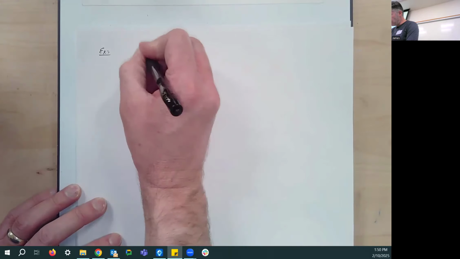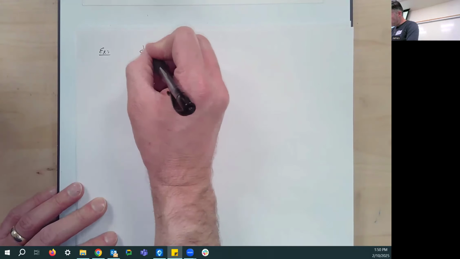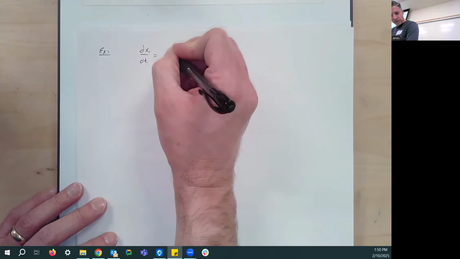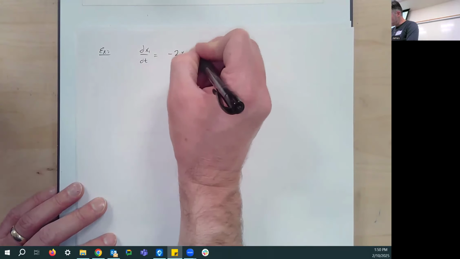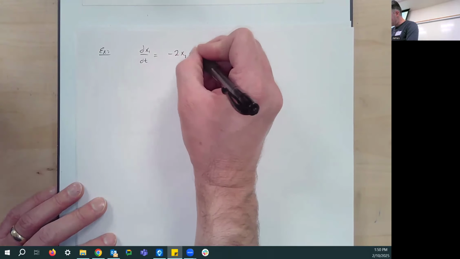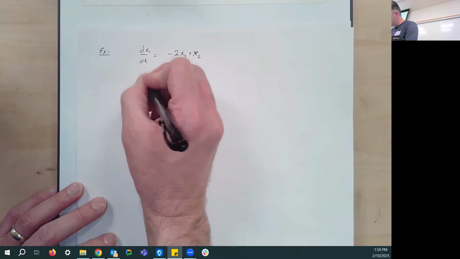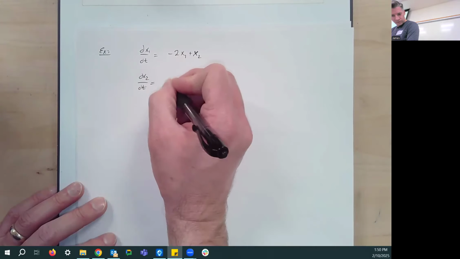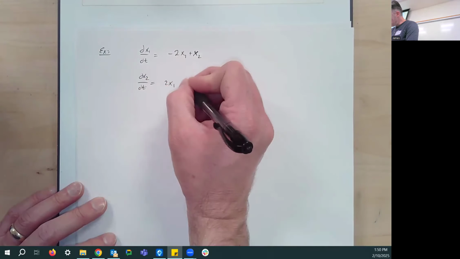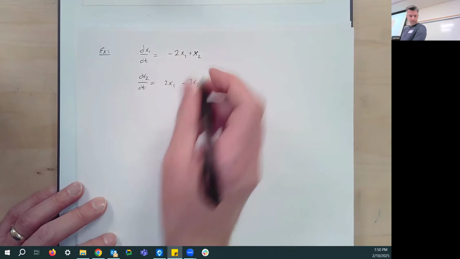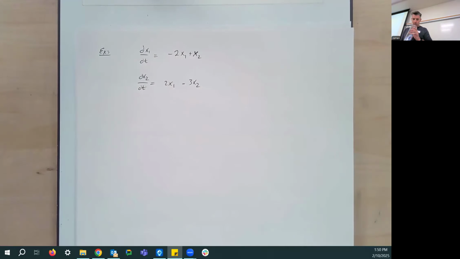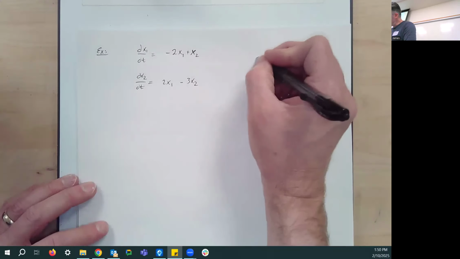Another example. Let me use x1 and x2. dx1/dt is equal to negative 2x1 plus x2, and dx2/dt is equal to 2x1 minus 3x2. All right, so let's solve it.